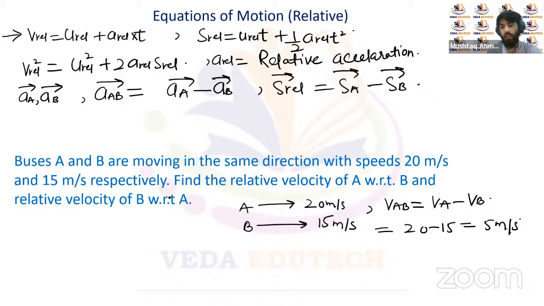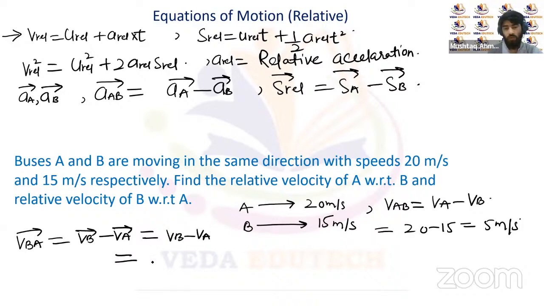And now we have to find the relative velocity of B with respect to A. So that will be v_BA vector, which is v_B vector minus v_A vector. Since they are moving in the same direction, we'll just write it as v_B minus v_A. v_B is 15 and v_A is 20, so it will be equal to minus 5 meter per second. It means that if the relative velocity of A with respect to B is along the east direction, then the relative velocity of B with respect to A has to be along the west direction, opposite to it.